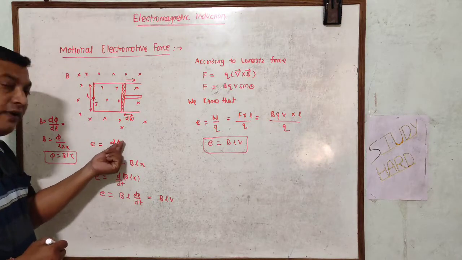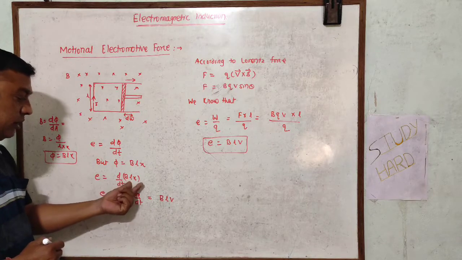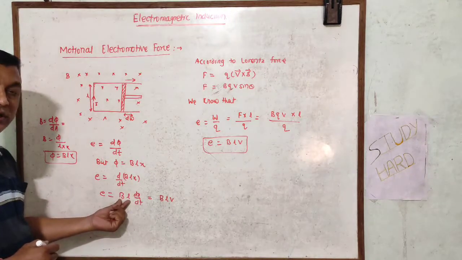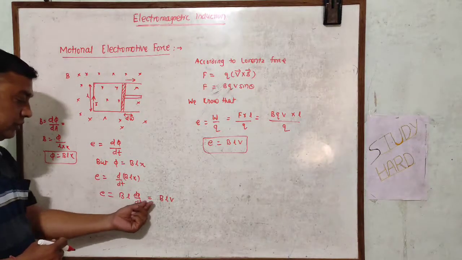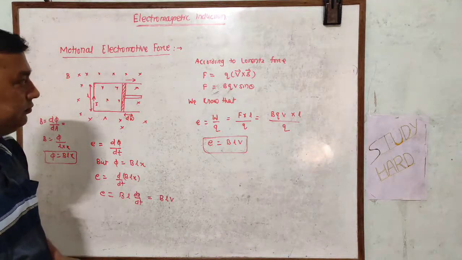So you can put this value in the equation of E. E is equal to d by dt of B L x. B and L are taken outside the derivative. So you get E is equal to B L into v.